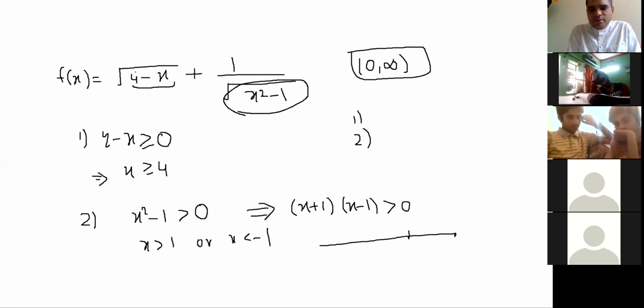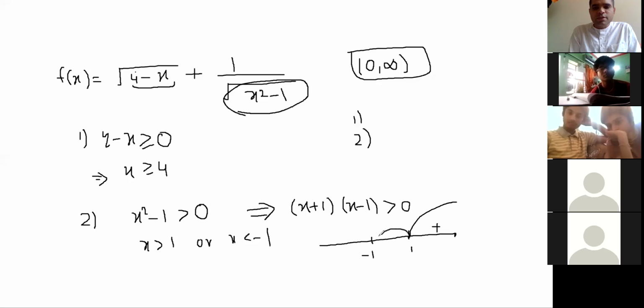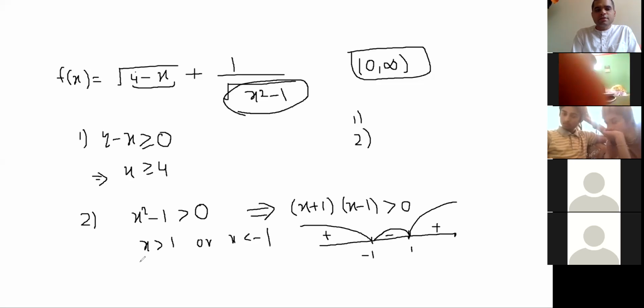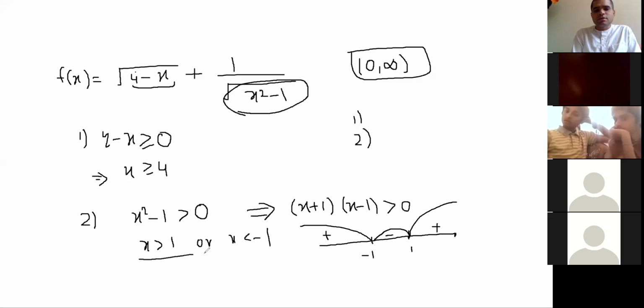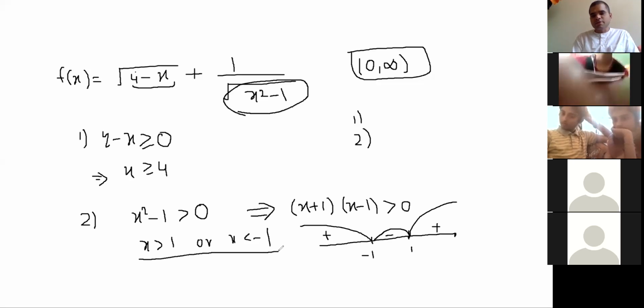So one point is 1 and one point is -1, and in between it will be negative. Here it will be positive, then here it will be negative, and here it will be positive. So from this solution we get these values of x. Now you combine these two.